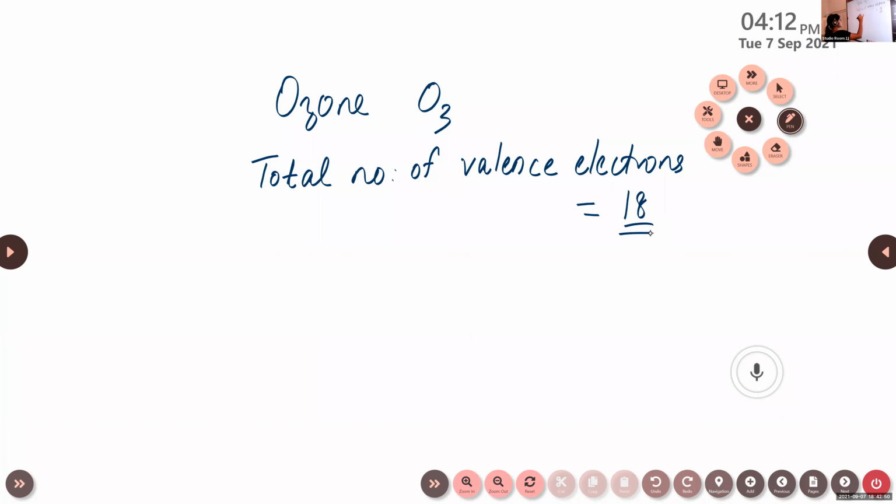Then what about the skeletal structure? Here the 3 atoms are the same, so we can draw it like this, 3 oxygen atoms. Okay, then the next step, draw a single bond between these oxygen atoms. Then how can we distribute the electrons? Already 4 electrons are shared.